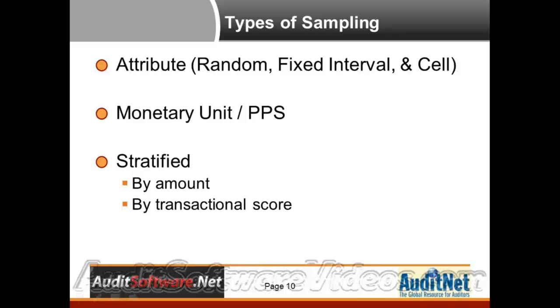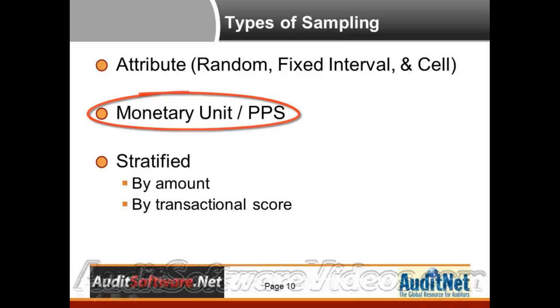Statistically, it tends to be all the same, but I find it's a little more useful in that with the fixed intervals, you could start picking things that are the same because they just show up in the data every 100th time. Whereas with the cell, it's going to be a little more random, but yet get more of a stratification of that population before it does it.